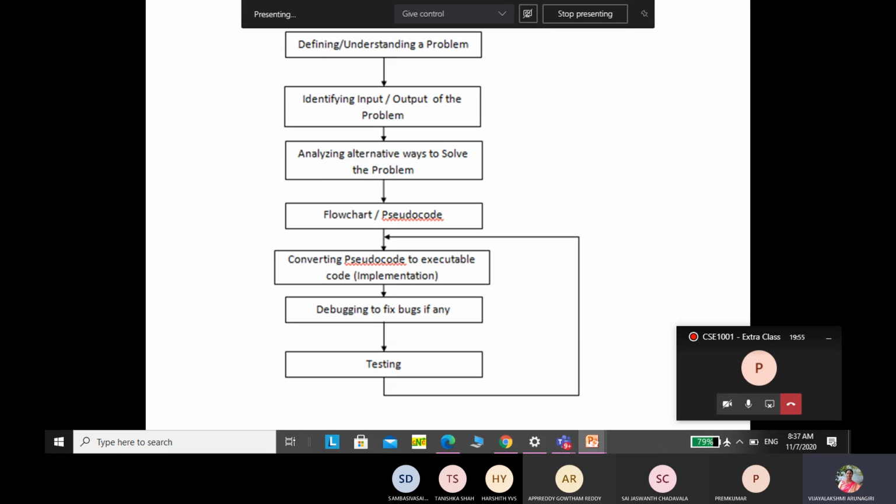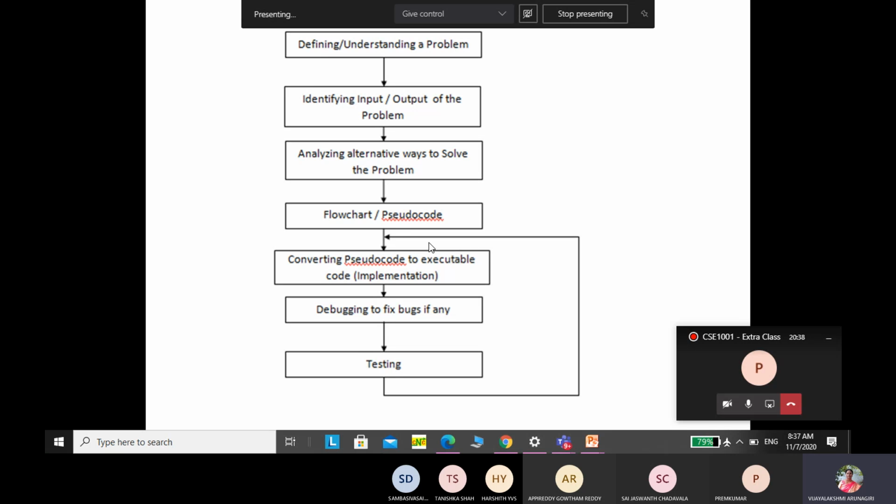If we are going to solve a problem, these are the steps I should follow, right? First, if a problem is given, I have to define the problem and understand the problem first of all. After understanding the problem, I should identify what are the inputs and outputs I have to give to the problem. That is the second stage. And third one is I have to identify the alternative solutions to the problem, right? And fourth stage, I have to draw the flowchart, or write the pseudocode. And fifth stage, we have to convert the pseudocode into executable code, and next we have to debug, and last one is testing.